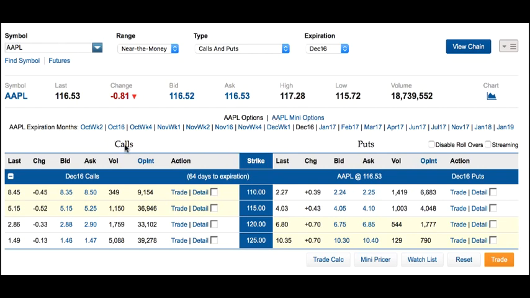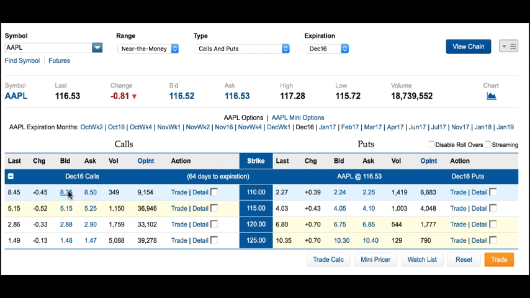Okay, so let's focus on calls on the left-hand side here. As we already mentioned, if you're going to buy a call option, you're betting on the price of the stock to go up. So let's go ahead and look at first the bid here. Now remember, that's the sell price for you. That's what a market maker is willing to buy at. And here is the ask price. That's what a market maker is willing to sell at and what you will be buying at.